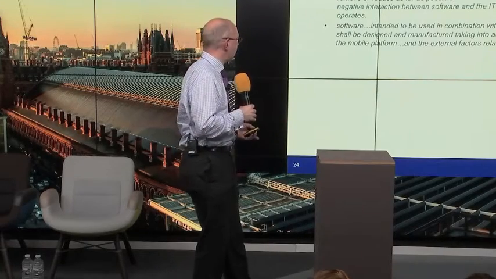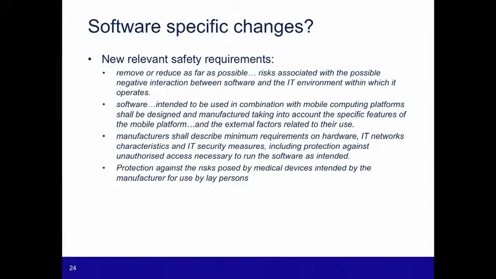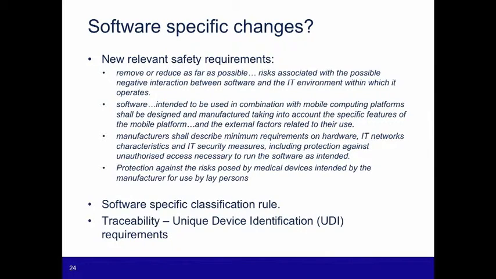There are specific software changes. As I said earlier, we're working on rules based in the 1990s. So there are requirements to look at interaction between software and IT environment. There are requirements to look at the computing platform that you're using. There are requirements to look at security issues. And there's also requirements to look at lay users of your device. And there's also a software-specific classification rule and, again, traceability for your device software.